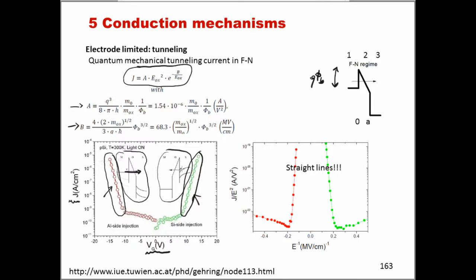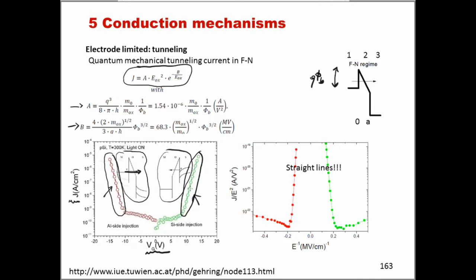And so these two cases are not necessarily perfectly the same. So we should expect that the Fowler-Nordheim characteristics for positive and negative biases will not be exactly the same.